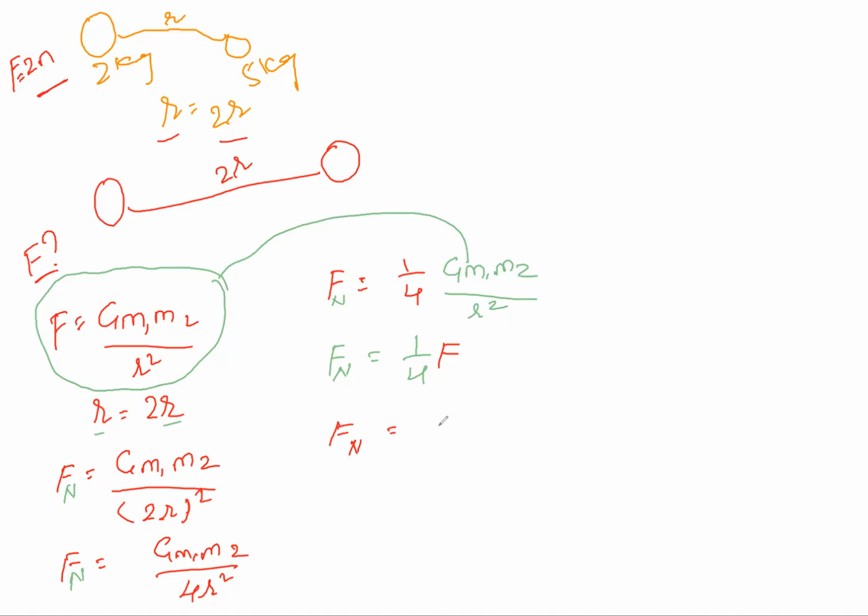So the old force is 2N, 1 by 4 into 2 newtons. That is nothing but 2 by 4 newtons, which is 0.5 newtons. So the new force is 0.5 newtons when the distance is doubled. Clear? Let's move on to the next one.